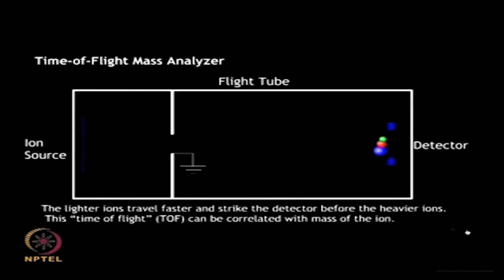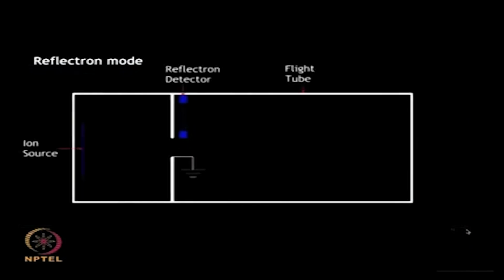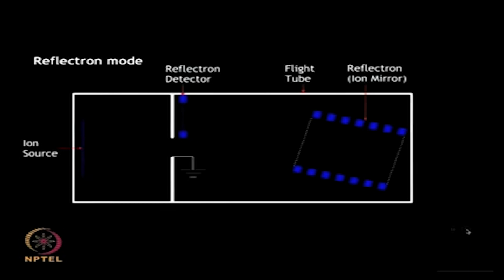As we talked earlier, the TOF analyzer can also be operated in the reflectron mode. This is more commonly used for proteomics studies. A reflectron, which acts as an ion mirror, is incorporated at one end of the time of flight tube. This helps in extending the path length and in turn the flight time of the ion without having to increase the actual size of the instrument.